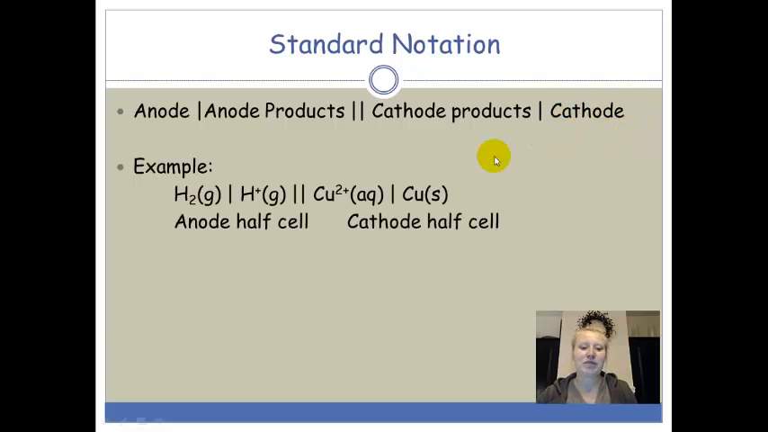For example, here we have hydrogen losing electrons to form hydrogen ions. So remember, anode is where oxidation occurs. So we have hydrogen as the anode. The products are H+. Dash dash means the other cell. And here we have copper being reduced, so we have copper ions forming copper.